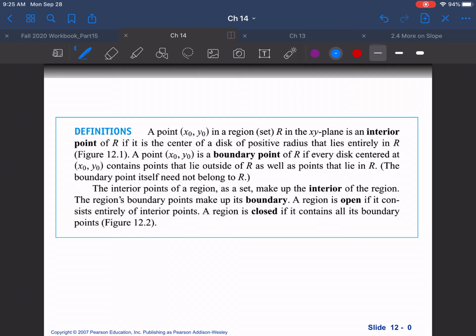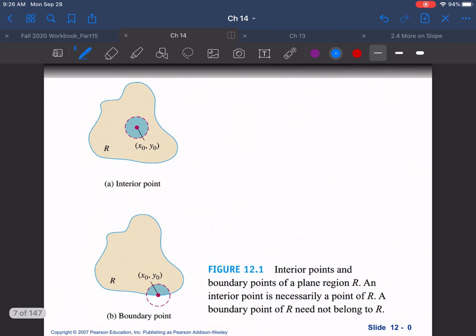The interior points of a region as a set make up the interior of the region. The region's boundary points make up the boundary. A region is open if it consists entirely of interior points, and a region is closed if it contains all its boundary points. So let's take a look at this.